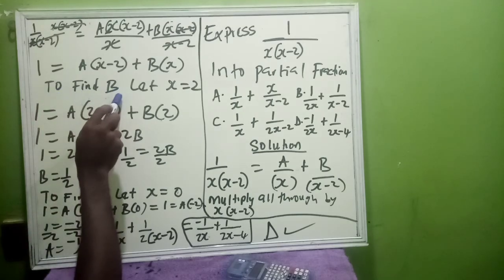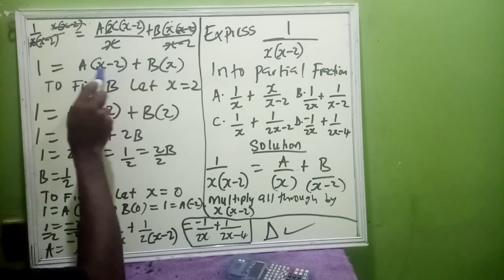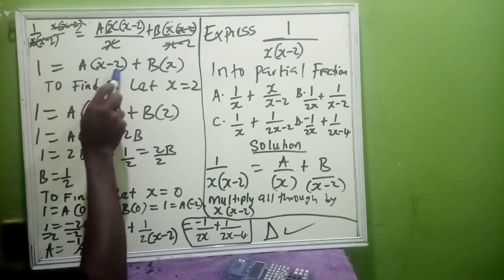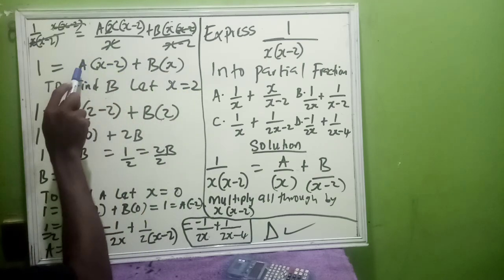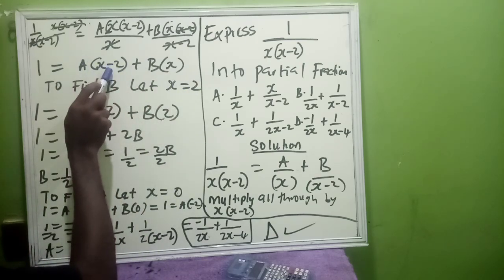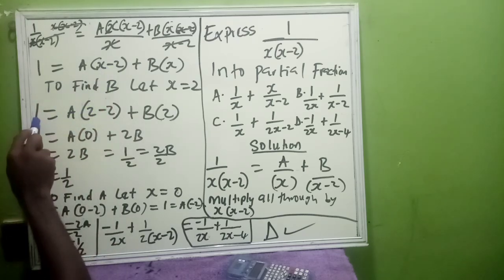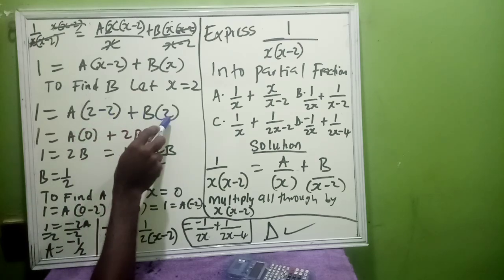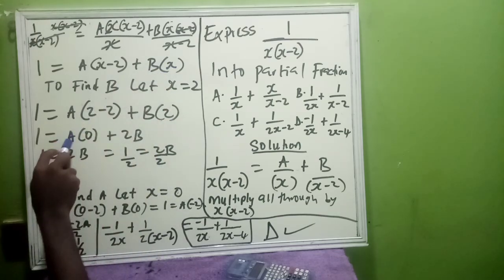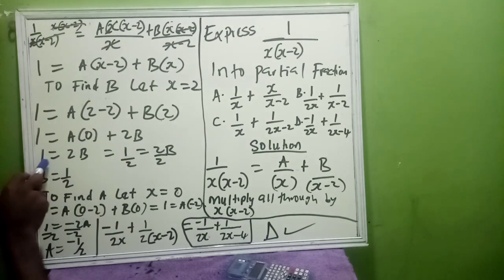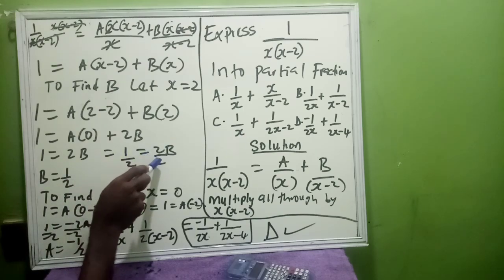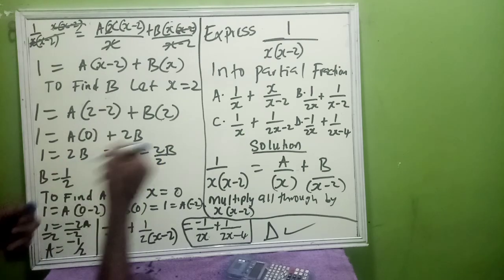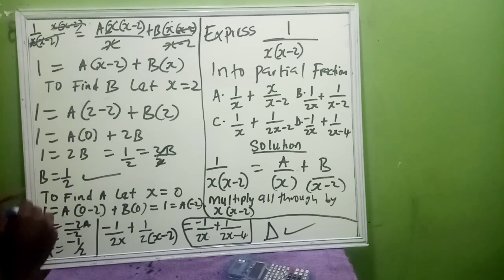Now, to find B, for me to find the value of x, I want to make one of these letters to be 0. So if I put 2 for x, 2 minus 2 will make A to be 0. That means I have eliminated A. So I have 1 equals A open bracket 2 minus 2 plus 2B. Already I've substituted the x. Then automatically A times 0 will be 0. I have 2B. Now to find B, I'll divide both sides by 2. So I'll have 1 over 2 is equal to 2B over 2. The 2 will cancel 2 here. Then B is equal to 1 over 2.